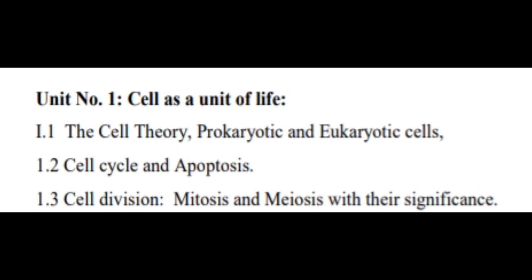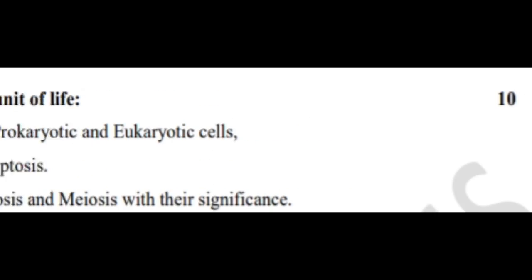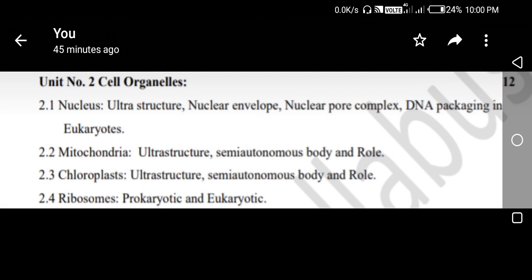Two types of cell division you all know, mitosis and meiosis. Their phases, their stages and their significance we will learn in detail in this unit, unit number 1, cell as a unit of life. Unit number 2, the cell organelles.